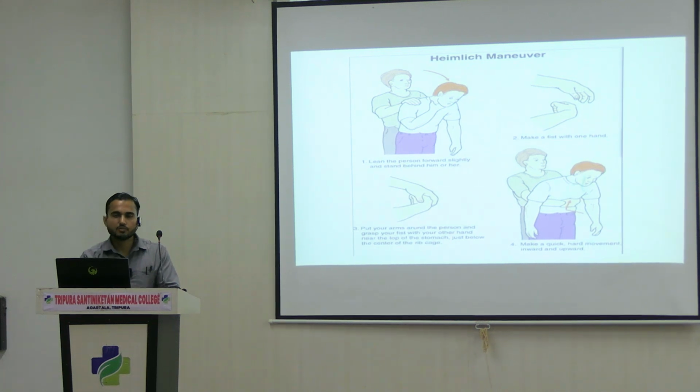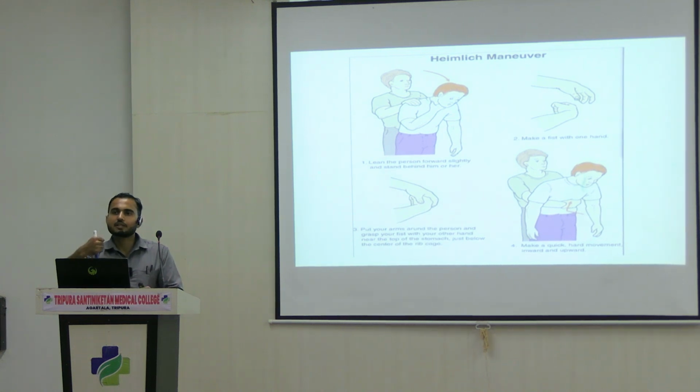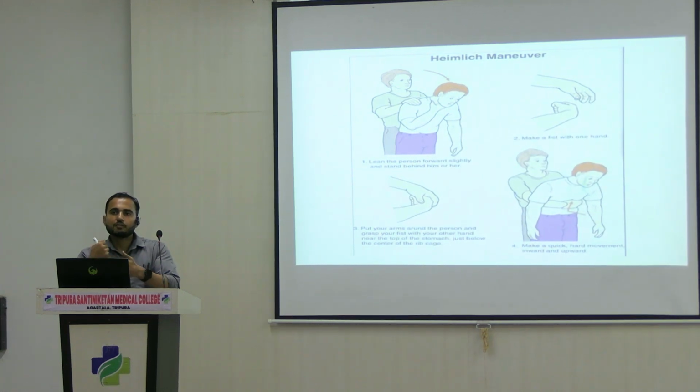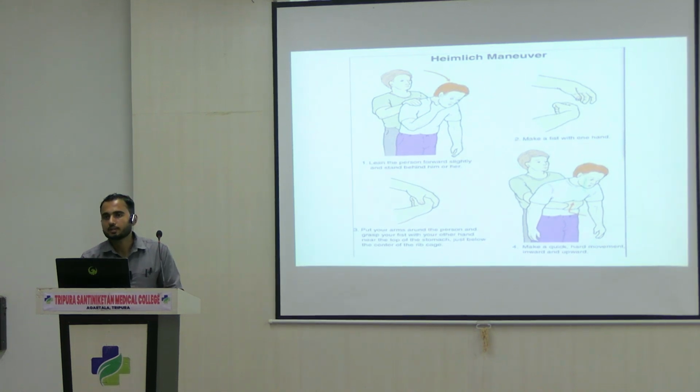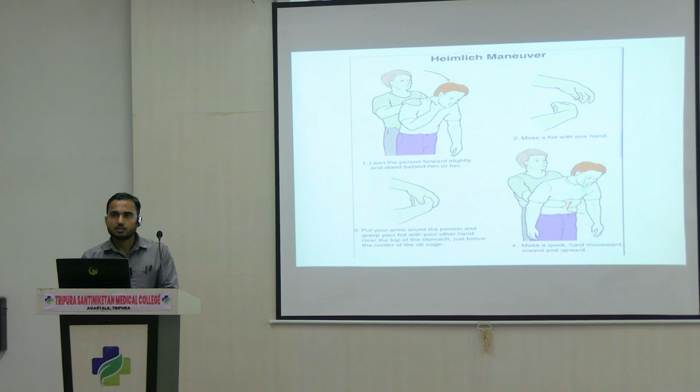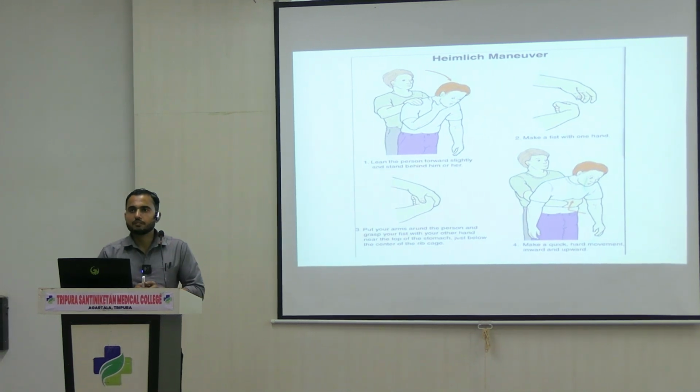Now, how is the Heimlich maneuver given? As you can see, first of all, you have to stand behind the patient. Then you ask the patient to lean gently forward. Then with one hand you make a fist, and the other hand is placed above this fist. Where do you put the fist? In the epigastrium, the epigastric region. I hope you know where the epigastrium is. Then you give 3 to 4 abdominal thrusts directed upward and backward, like this.